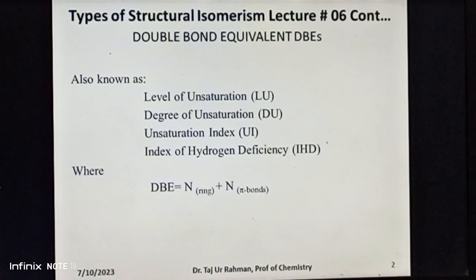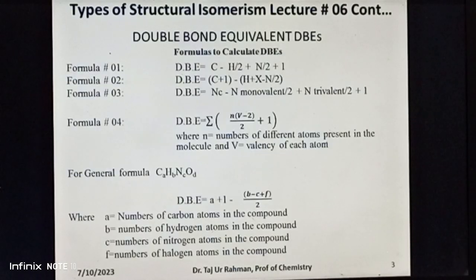The double bond equivalent DBE can be calculated by various formulas. A total of 6 different formulas can be used to calculate DBE of any given molecular formula of an organic compound. This is formula number 1, and this shows that double bond equivalent is equal to C minus H by 2 plus N by 2 plus 1, where C is the number of carbon atoms, H is the number of hydrogen atoms, N is the number of nitrogen atoms.